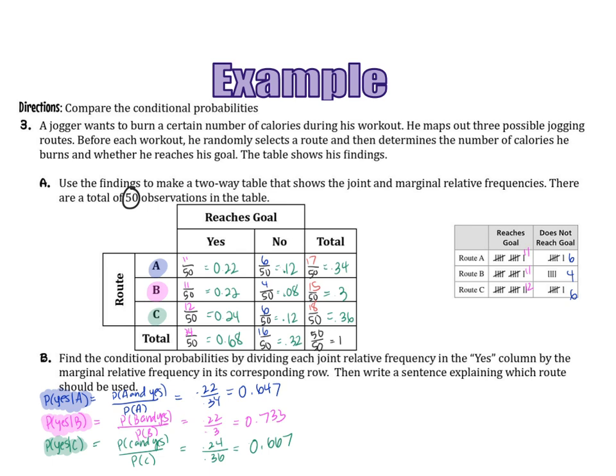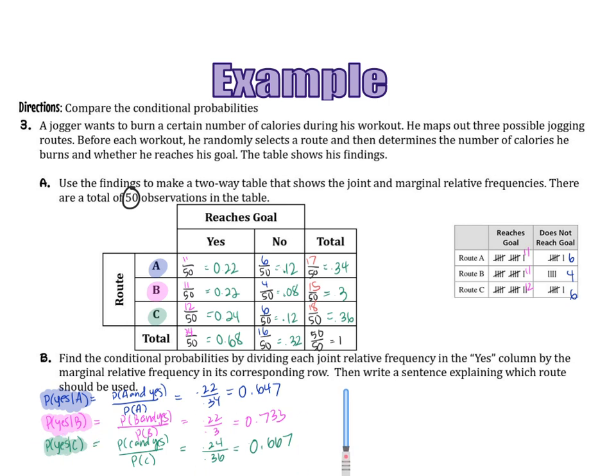So here we go, and again, trying to color code for you. We can see the probability of yes given A is 0.647. So given that we're out of the 0.34, the probability that they said yes in that row is 0.22. Similarly, for B, 0.22 over 0.3, and then for C, 0.24 over 0.36. So of these three probabilities, the highest one is probability of yes given B.